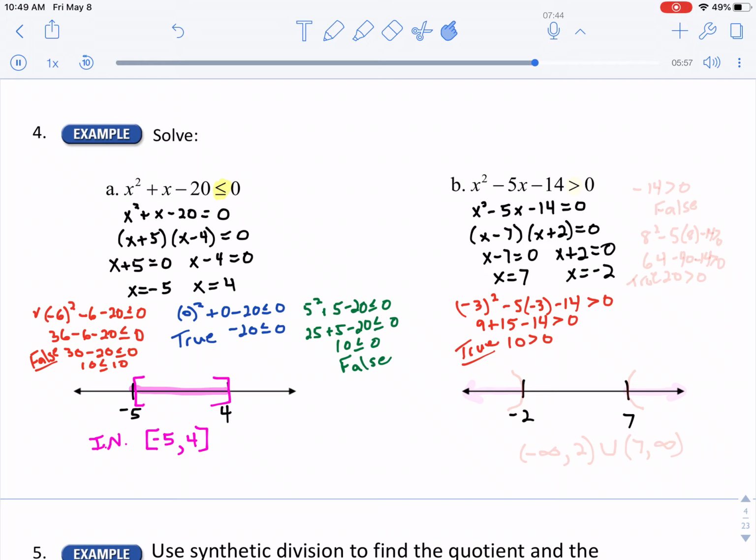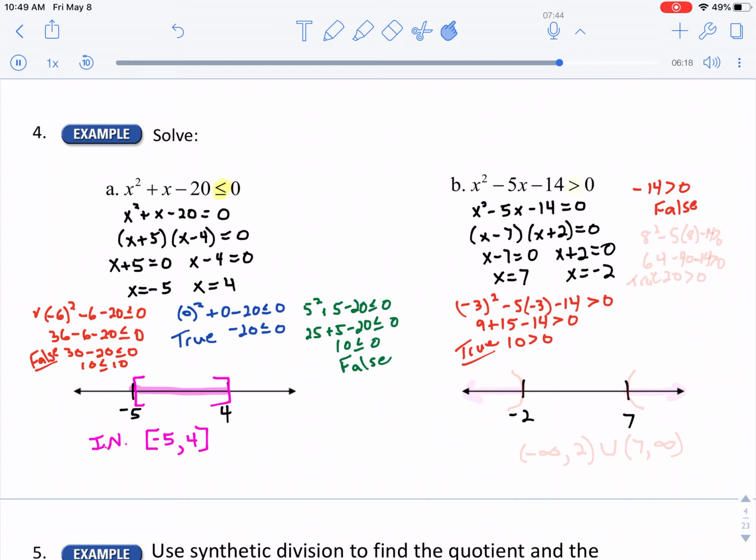All right, let's try something in the middle interval. So I'm going to use 0 for that. And 0 is really easy to check. I'm not even going to write it this time. I've got 0 minus 14. So I get a -14 is greater than 0, which is false. So I'm not going to shade there.